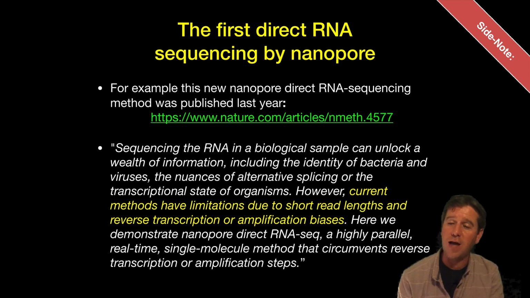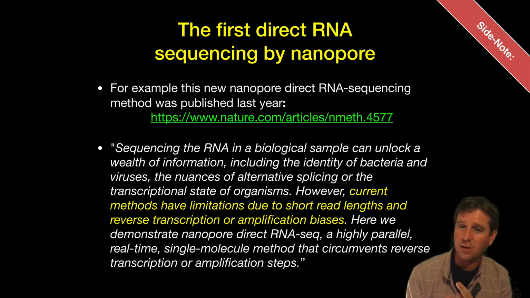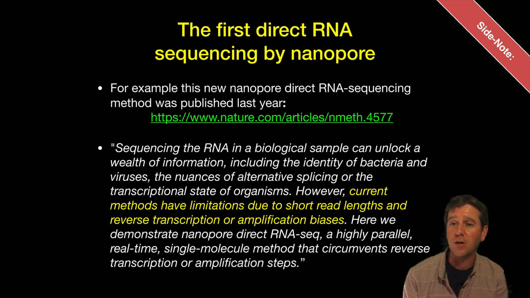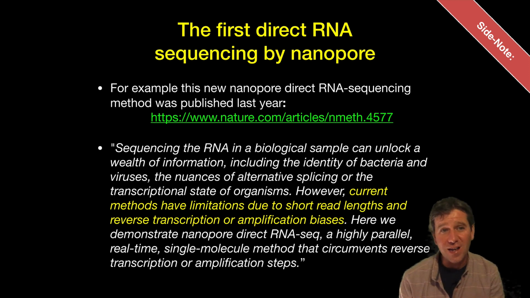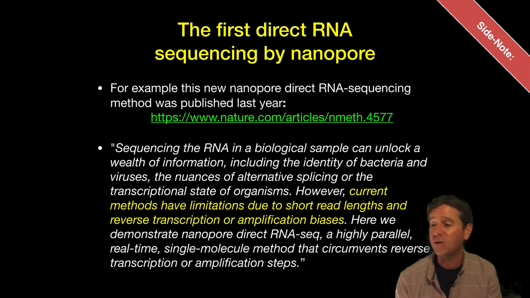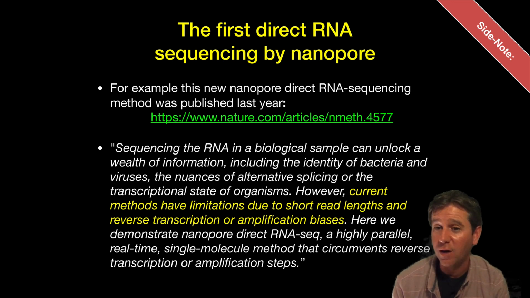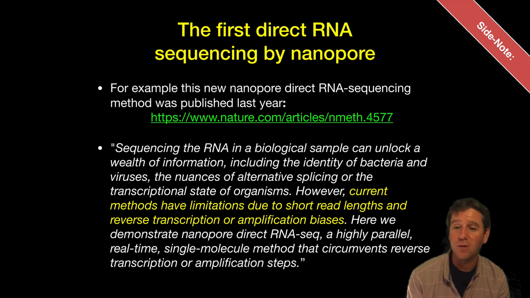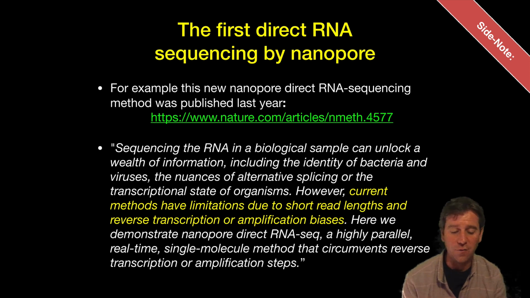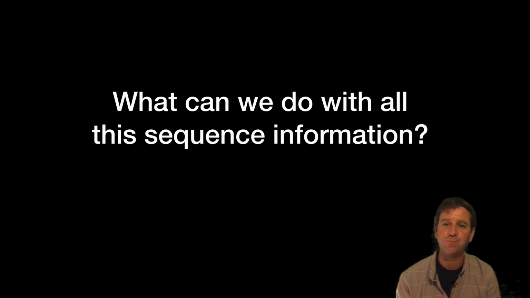So I've placed the abstract here. I'm just highlighting a sentence from their abstract that really highlights the promise. Current methods, the Illumina approaches, have limitations due to short reads and the reverse transcription and amplification biases that are introduced depending on what enzymes you're using. With this direct nanopore approach, you skip all of those. It really shows great promise for doing these things better than we can currently. So it's definitely an area that's developing rapidly.